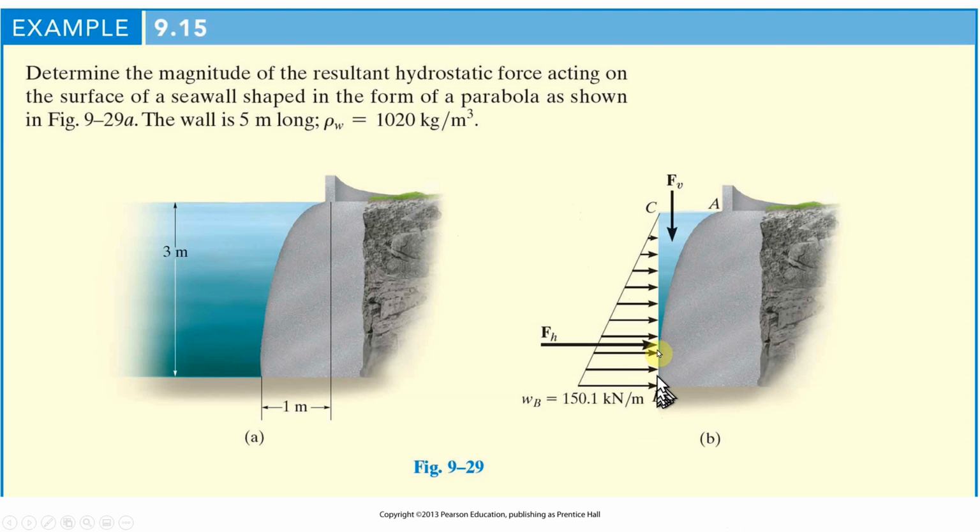Okay, this is 1/3 of the way up. This is a triangle, so we know the centroid of a triangle. We find the centroid of the force just like the centroid of an area. It's 1/3 of the way up, which would be at 1 meter up. And it's 5 meters long. It's 3 meters down. So I have to revise my formula, the parabola.